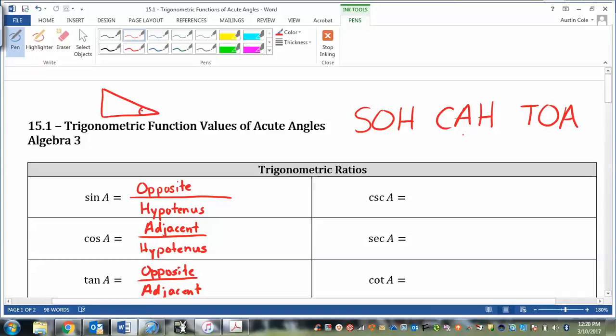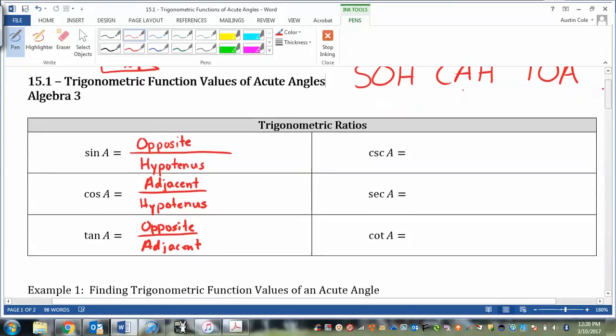If I want to find the sine of this angle, let's just call this 30 degrees, that's going to be the opposite side, which is this side, over the hypotenuse. So we're comparing two sides. The sine, cosine, and tangent are all ratios of two sides. We'll get into that in example one.